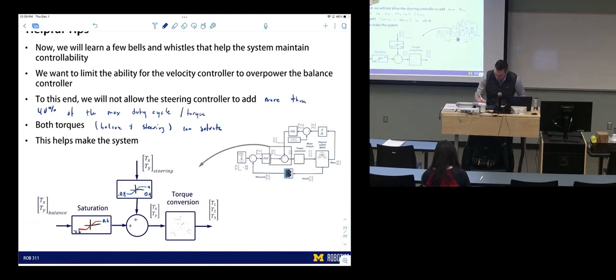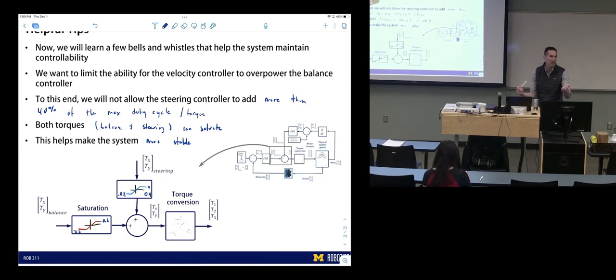This helps make the system more stable. How did we know to do this? Yeah. The fact that you saw the two controllers fighting each other and then it losing balance a lot easier than before. Yeah, so now you have some observations.